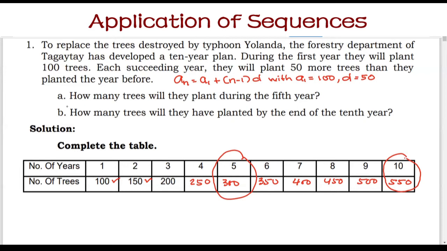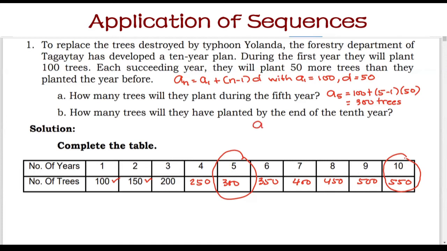So for letter A, we are looking for A sub 5. Papalitan lang natin yung n ng 5. Yung A1, 100, so plus, what is n? 5. Minus 1, and then what is D? 50. If you do the math, what do you get? Ito muna. What is 5 minus 1? 4. What is 4 times 50? 200. Plus 100, you will get 300. So, 300 trees.